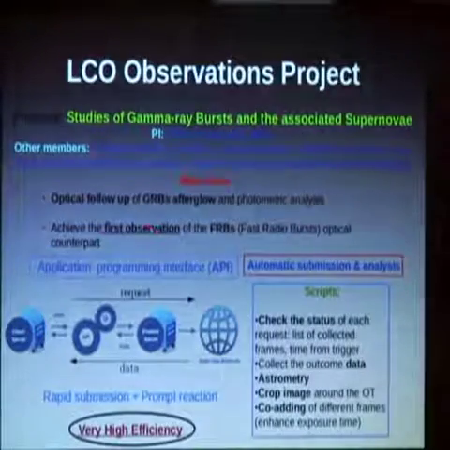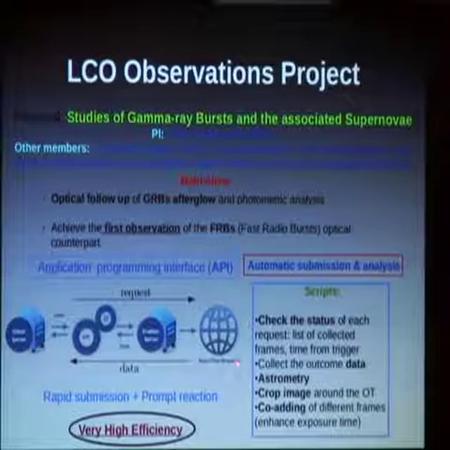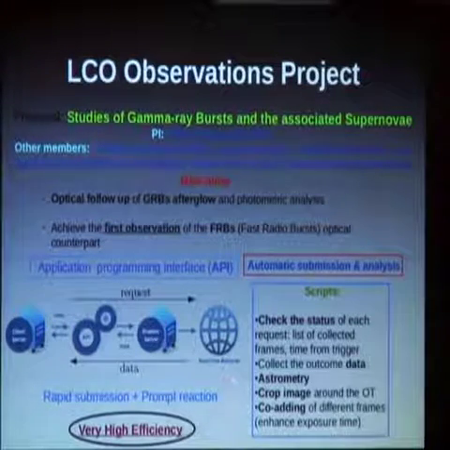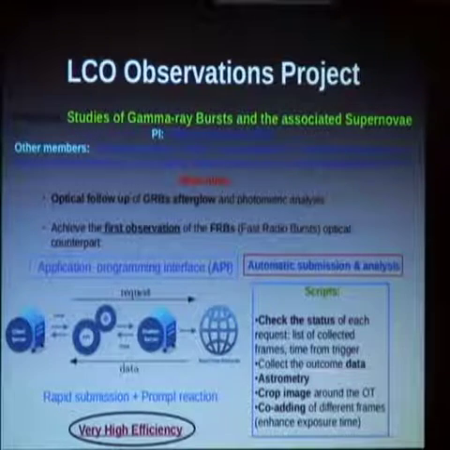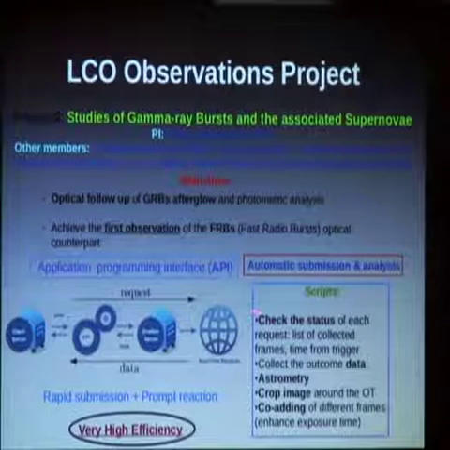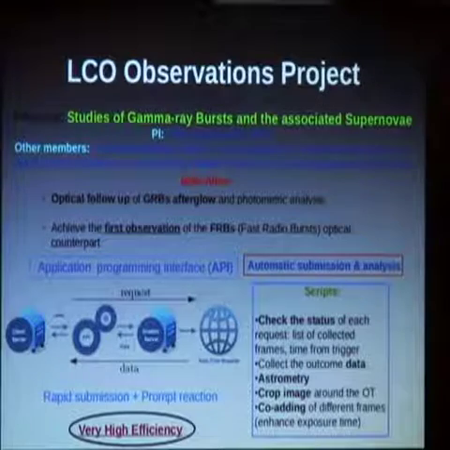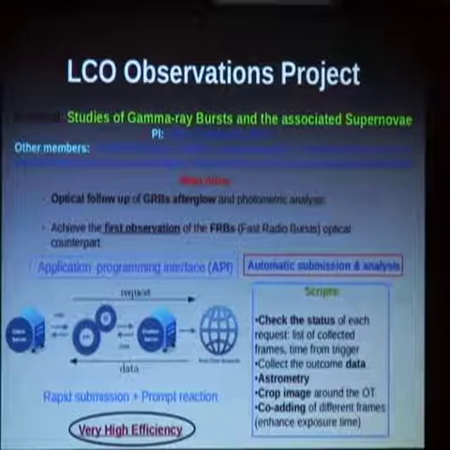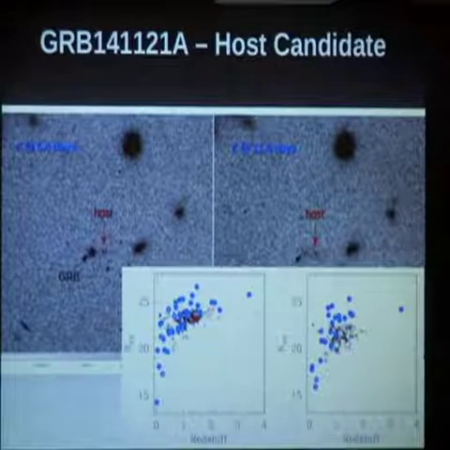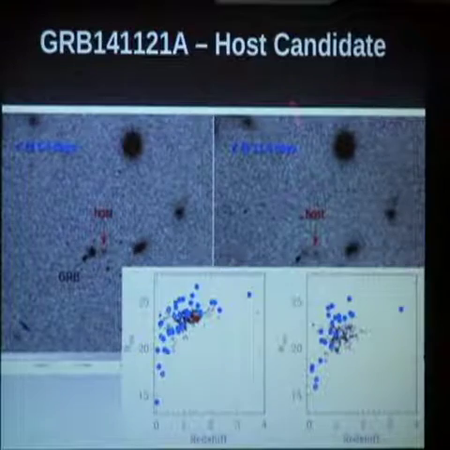So I wrote a set of scripts to optimize the optical follow-up analysis: to submit the request, download the images, fit the astrometry, identify the optical transient, and perform photometry of these images in order to derive the light curve of gamma ray bursts. And in some cases, I also discovered the host galaxy of the gamma ray bursts.